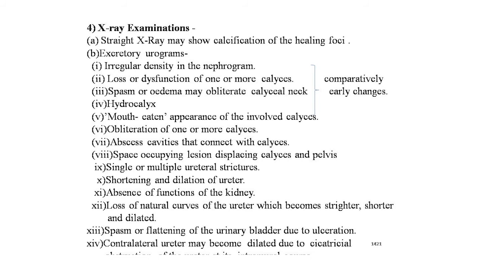Obliteration of one or more calyces, abscess cavities that connect with calyces, space occupying lesion displacing calyces and pelvis, single or multiple unilateral strictures, shortening and dilatation of the ureter, absence of function of the kidney, loss of natural curves of the ureter which becomes straighter, shorter and dilated, and spasm and flattening of the urinary bladder due to ulceration. The contralateral ureter may become dilated due to secondary obstruction of the ureter at its intramural course.